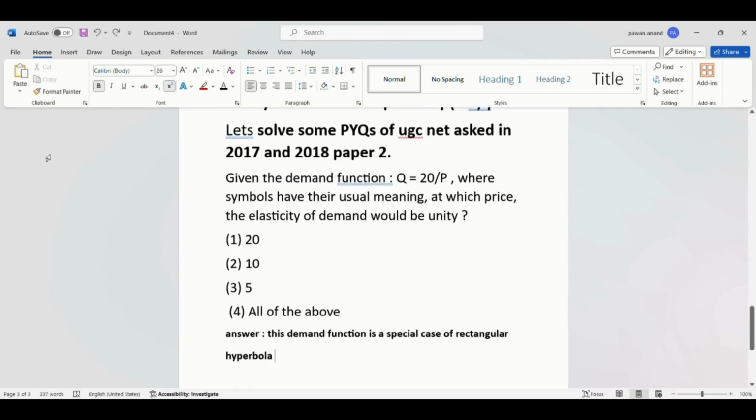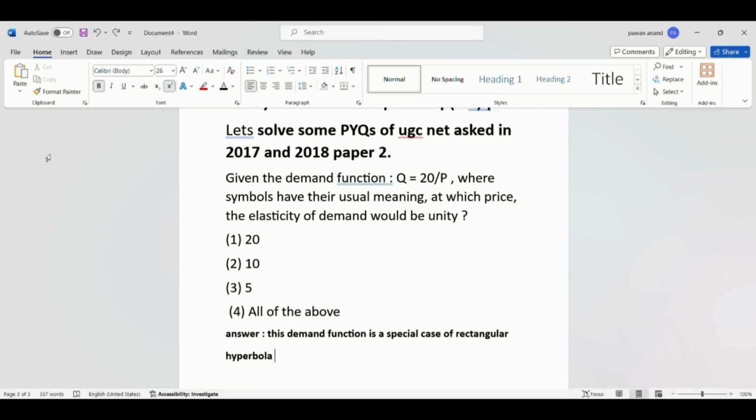This is the question asked by UGC. Given the demand function Q is equal to 20 by P, where symbols have their usual meaning, at which price the elasticity of demand would be unity? Options are 20, 10, 5, or all of the above. Now, this demand function Q is equal to 20 by P is a special case of rectangular hyperbola.